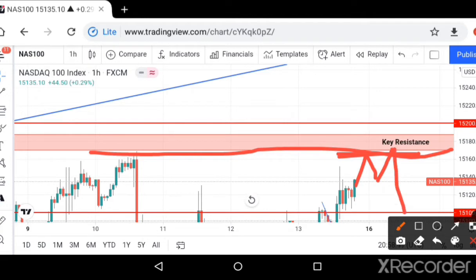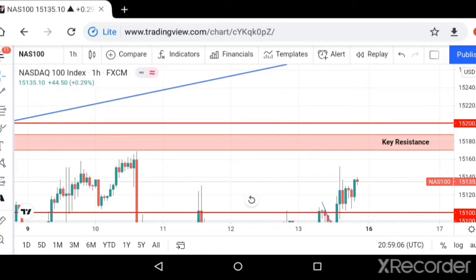So if it touches here, this is like a double bottom, if you know double bottoms. If it touches here and goes down, don't rush to enter. Wait for the pullback, let it touch here, then continue, because sometimes it might come to this point and shoot up. You understand? So now this is my second scenario.